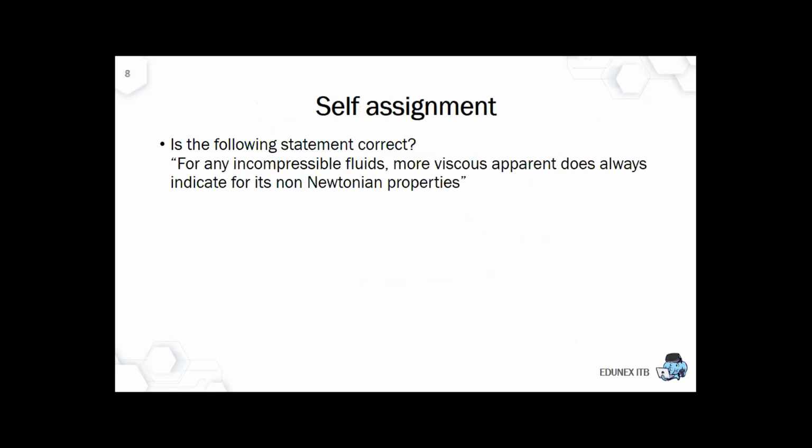So I'm going to mention this assignment. I'm going to need you to answer: for any incompressible fluids, does more apparent viscosity always indicate non-Newtonian properties? Is it correct or not? Is this statement correct or not? Nobody?